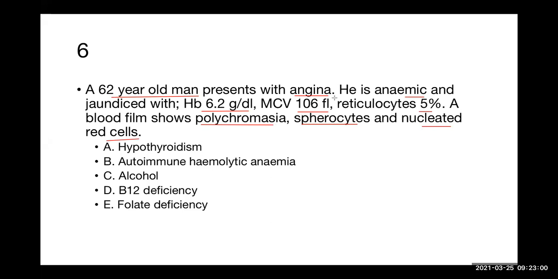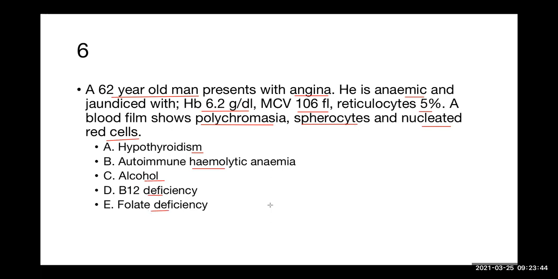So see this angina, this is a chest pain. The person is anemic, and the hemoglobin proves that he is actually severely anemic. He is also jaundiced. Reticulocyte is 5%. MCV is slightly higher. And the blood film shows polychromasia, meaning multiple colors of the RBC, spherocytes, spherical-shaped RBCs, and nucleated red cells. That means the bone marrow is working more than usual. So which choice is the correct one? Is it hypothyroidism? Is it autoimmune hemolytic anemia? Is it alcohol? Is it B12 deficiency or folate deficiency?